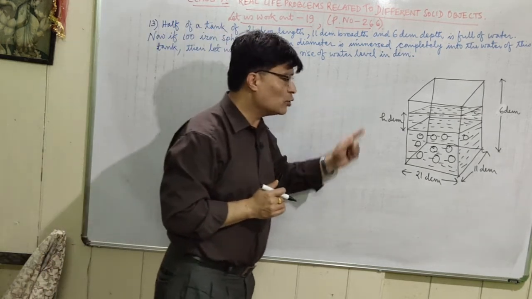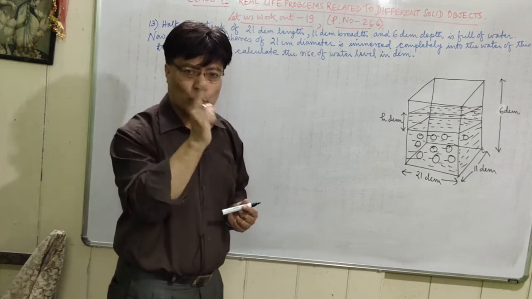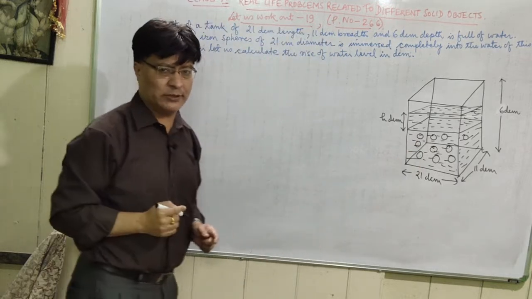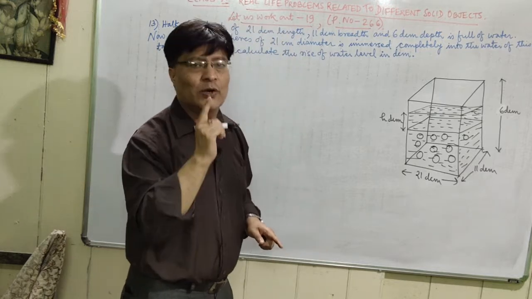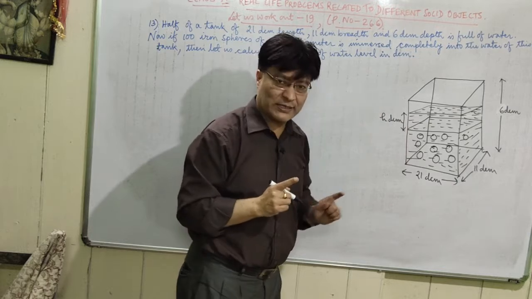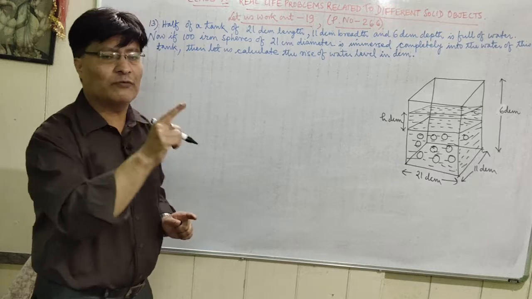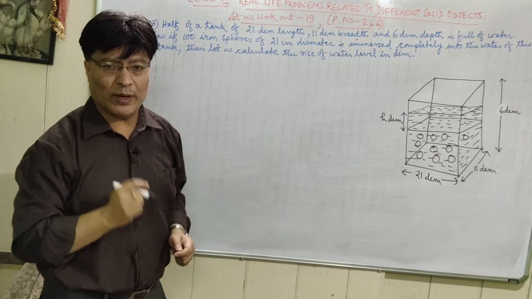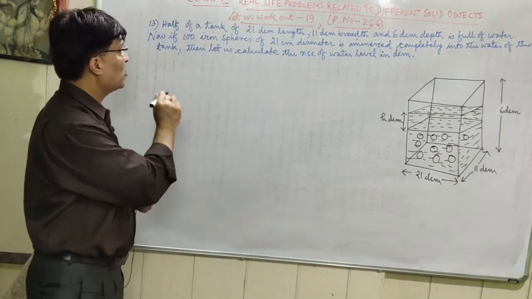Okay, so you should know that in this case the volume of the water level raised will be equal to the volume of all these 100 spheres. That is, volume of these 100 spheres is equal to volume of the water level raised, or the volume of the water level displaced. Volume of the water displaced will be equal to the volume of these 100 spheres, whose each diameter is 21 centimeter. Is that clear now?